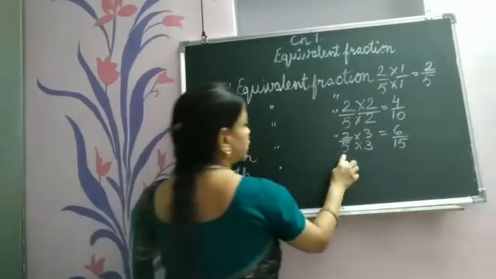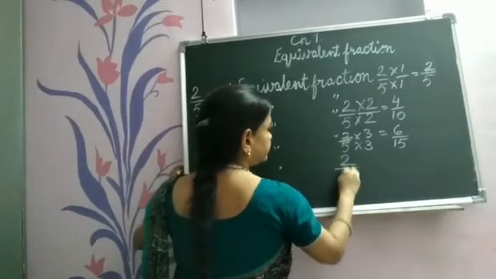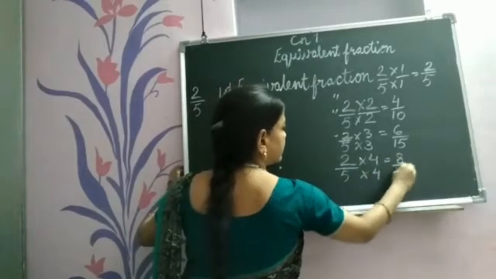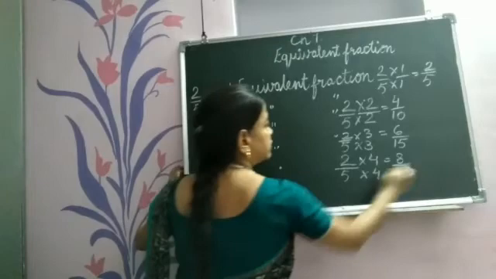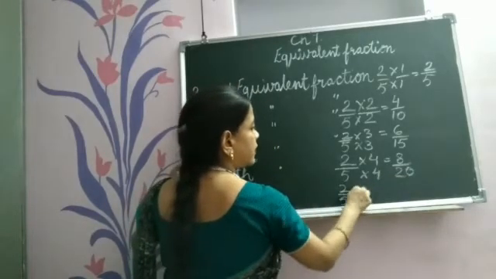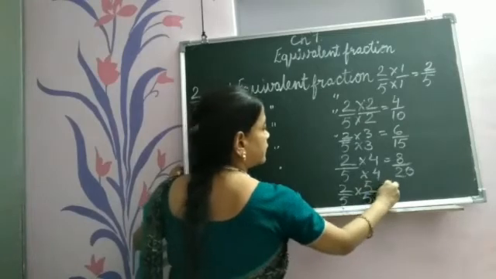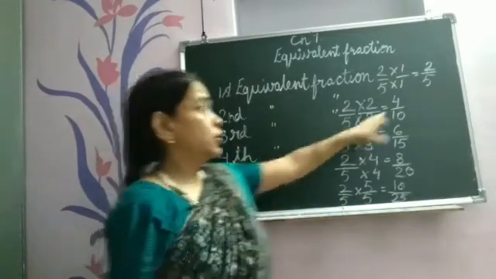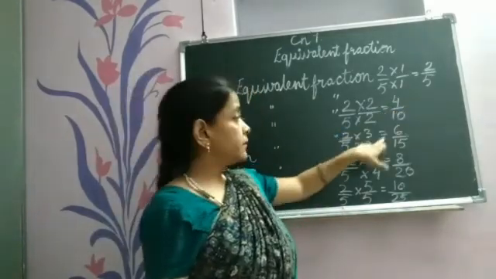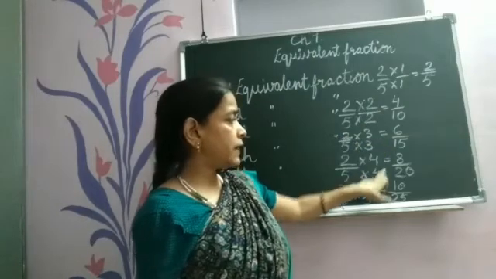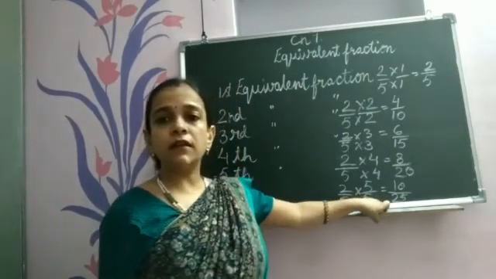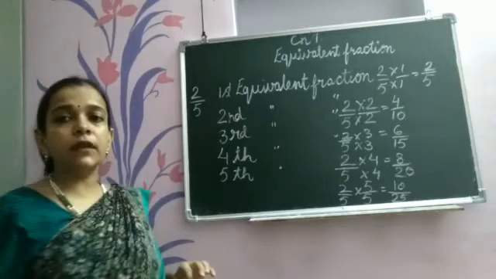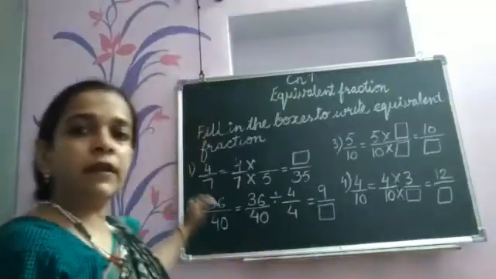6/15, and the fourth equivalent fraction is 8/20, and the fifth is 2/5 multiplied by 5. So we get 10 upon 25. So 2/5, 4/10, 6/15, 8/20 and 10/25 are the first 5 equivalent fractions of 2/5. In this manner, we can find the equivalent fractions. Now let us do this question.